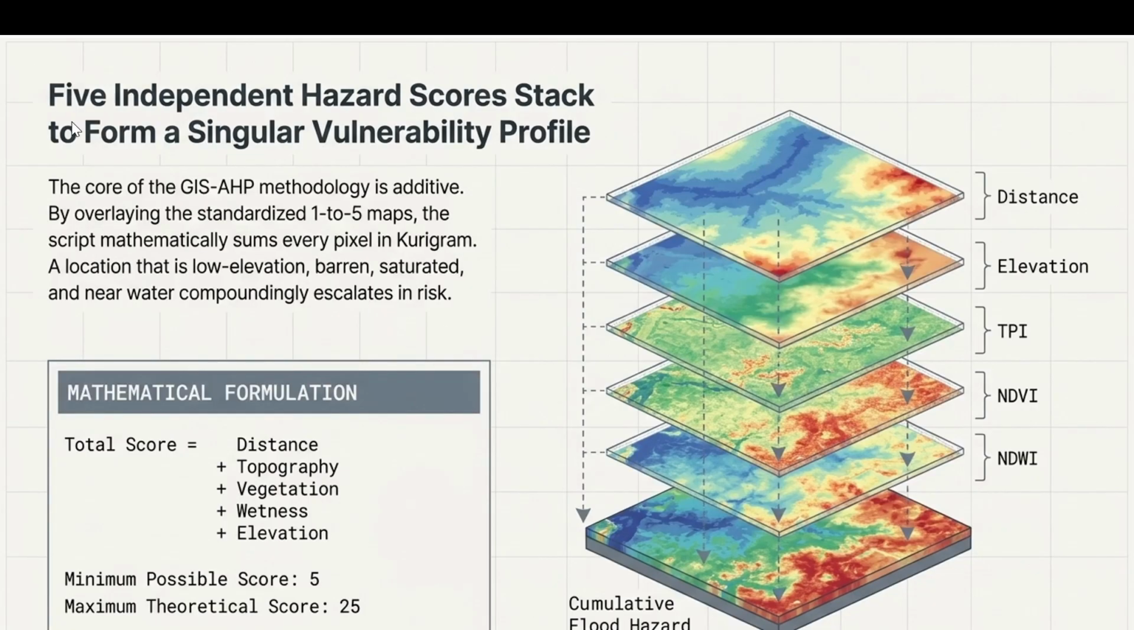And finally, we stack the independent hazard scores. They form a singular vulnerability profile: distance to river, elevation, TPI, NDVI, and NDWI. So we simply stack all of those together. The core of the GIS AHP methodology is additive overlay of the standardized 1 to 5 maps. The script sums every pixel for our study area, and low elevation, barren, saturated, and near water elevate the risk. We simply total the score: distance plus topography, vegetation, wetness, and elevation, with a maximum possible score of 5 each. So the total critical score is 25.